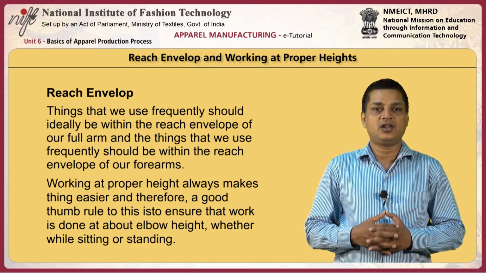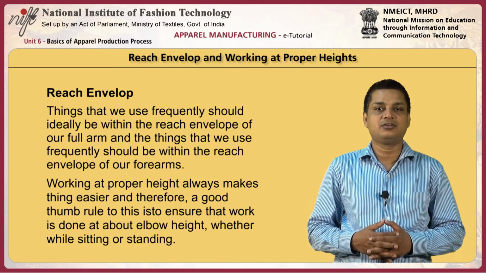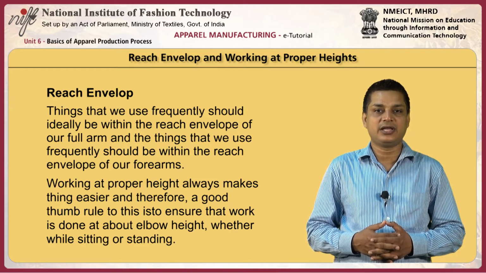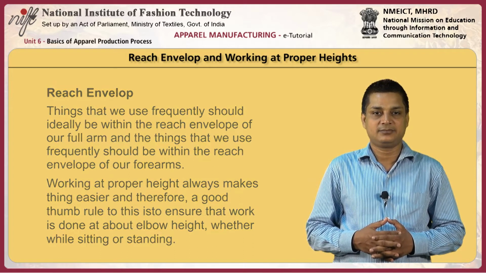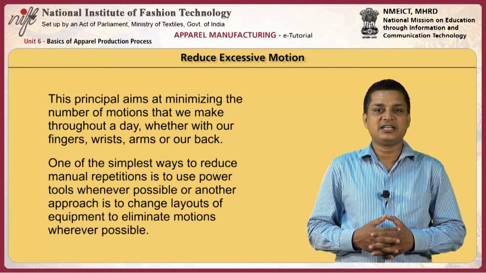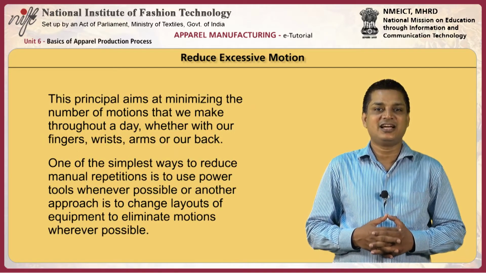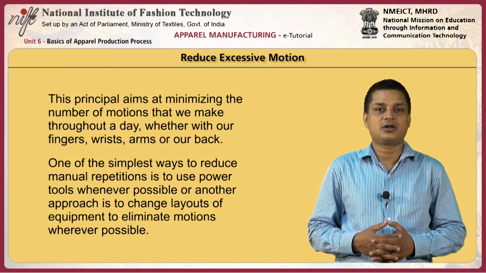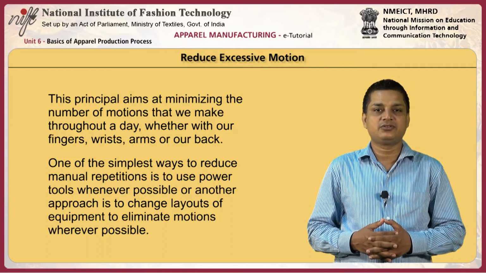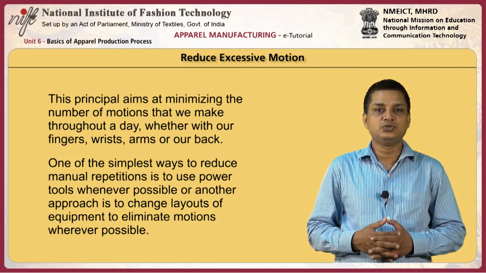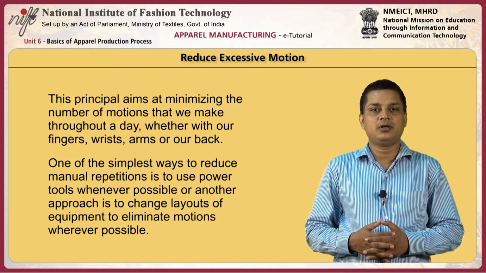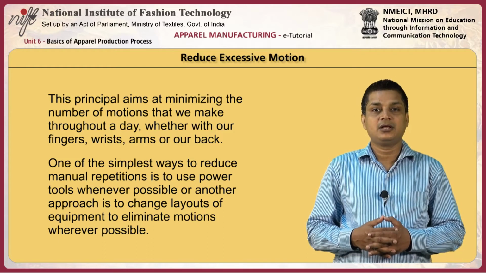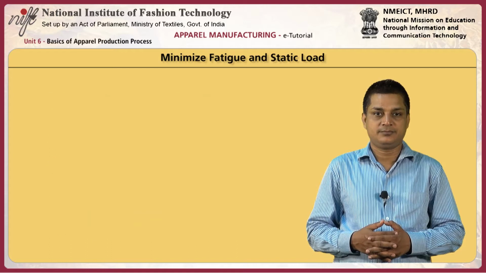Working at proper height always makes things easier, and therefore a good rule of thumb is to ensure that work is done at about elbow height, whether sitting or standing. The reduce excessive motion principle aims at minimizing the number of motions that we make throughout a day, whether with our fingers, wrists, arms or our back. One of the simplest ways to reduce manual repetition is to use power tools whenever possible, or another approach may be to change the layout of equipment to eliminate motions whenever possible.